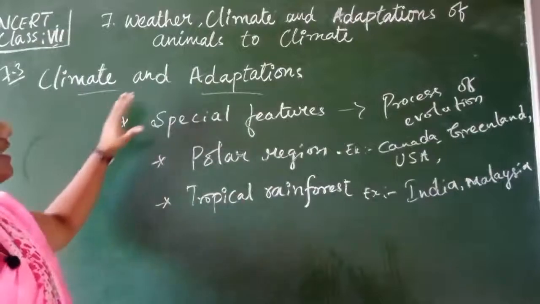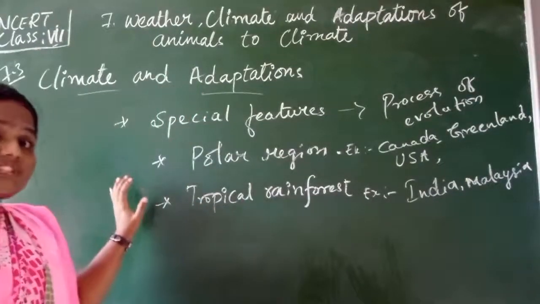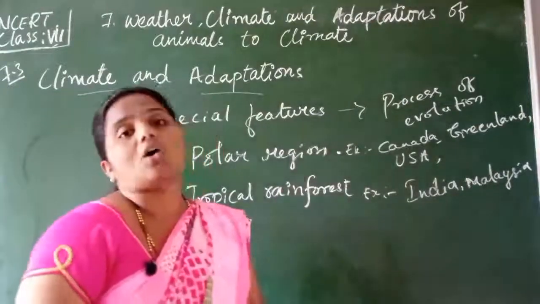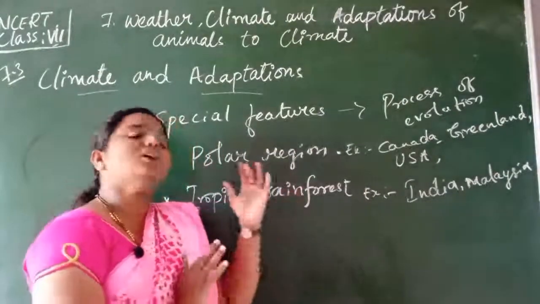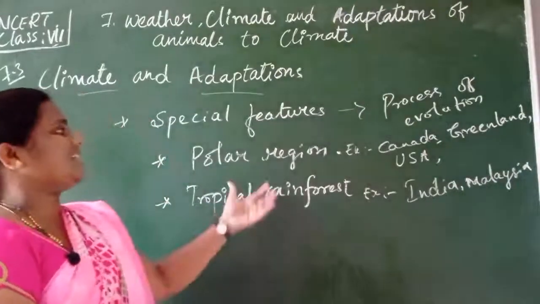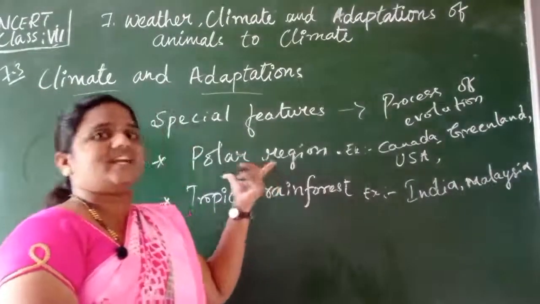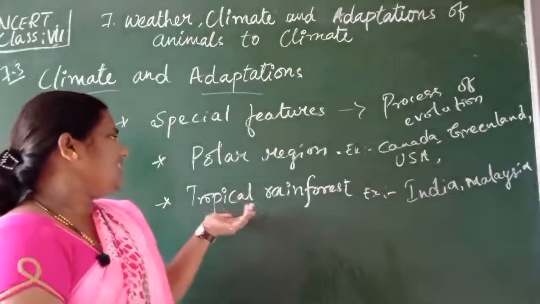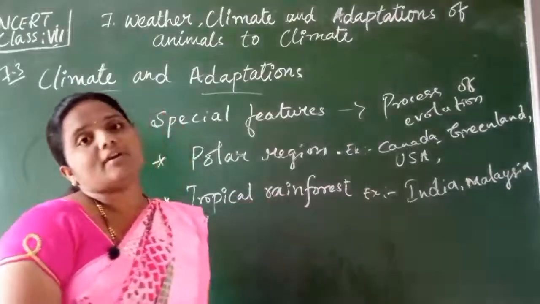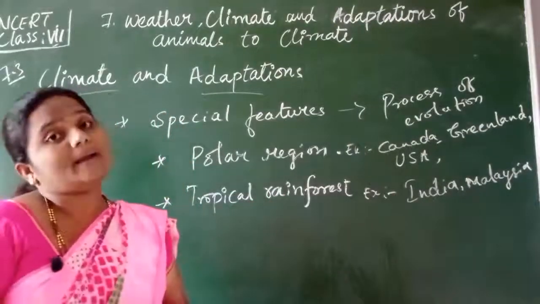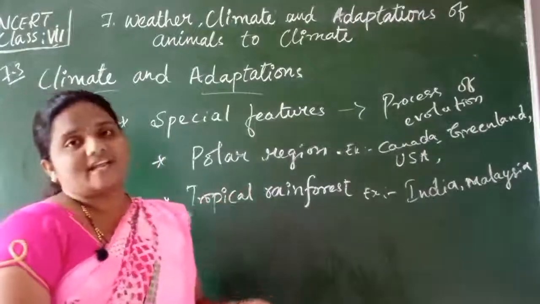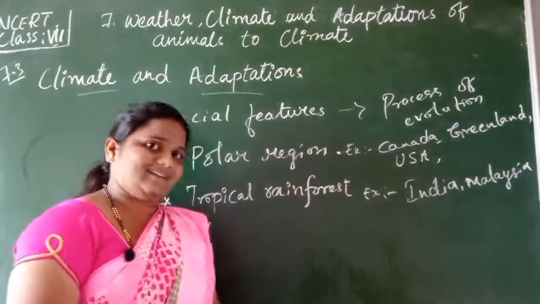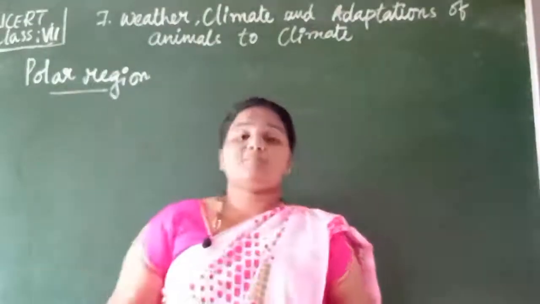Understanding, children? In the adaptations topic, we are going to study how different living organisms change their body according to the climate. In this lesson, particularly in the polar region, we study how animals have modified their body, and similarly in the second one, the tropical rainforest. So children, let us start with the first one, the polar region.